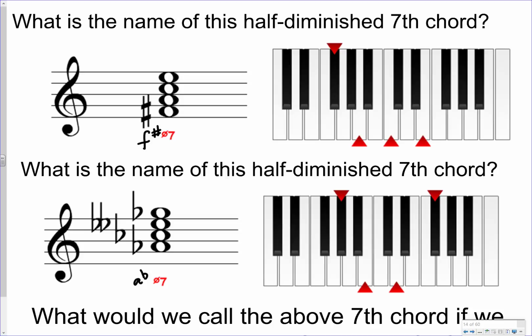Notice the 5th of this A-flat half-diminished 7th is an E double flat, right? Because we have to do a diminished triad. It can't be a minor triad. So we're going to have to build some 7th chords with double flats.